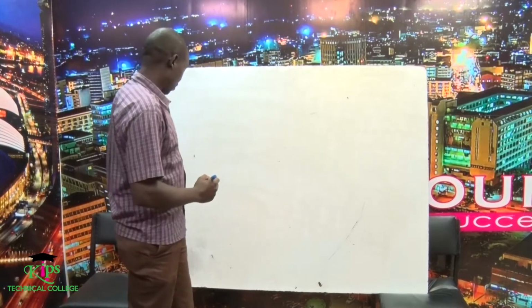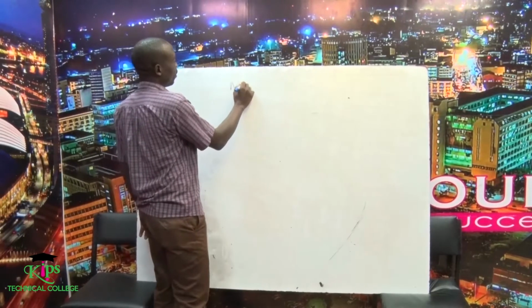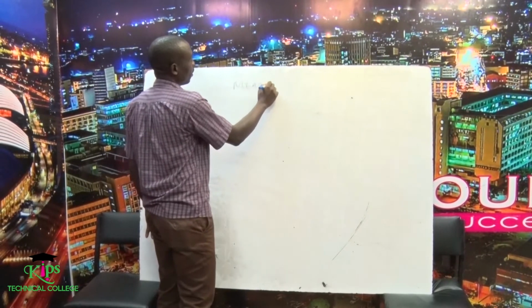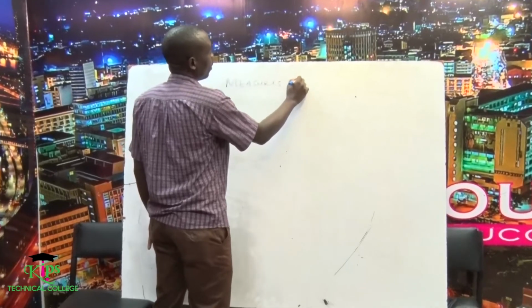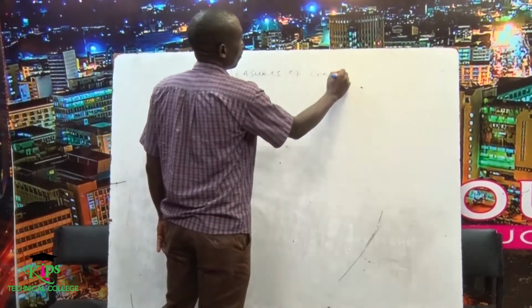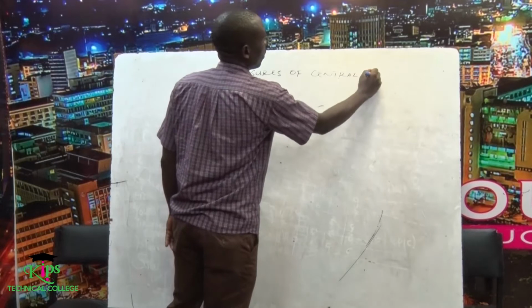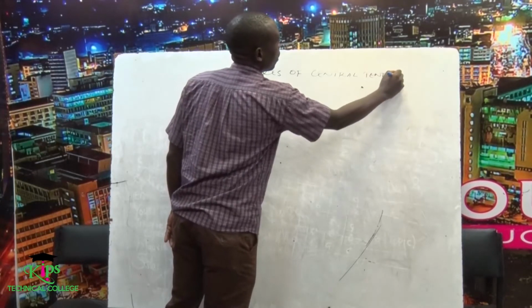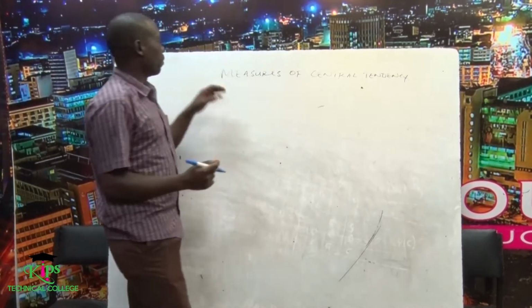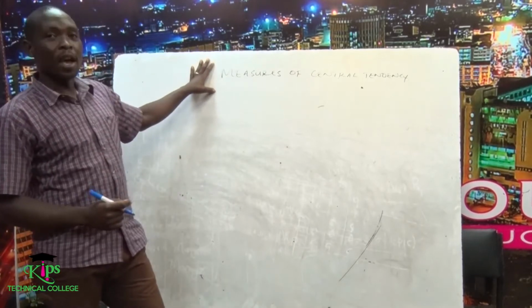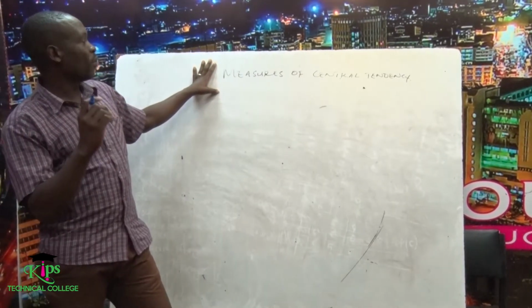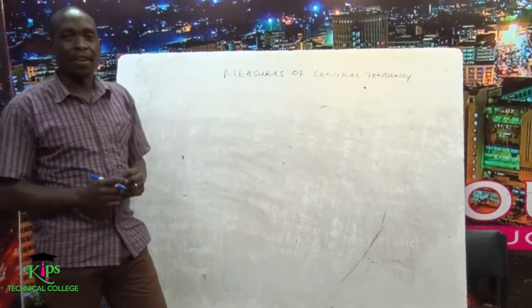In today's class, we are going to talk about the measures of central tendency. The measures of central tendency are actually the figures, or a single figure, that represents the entire data.